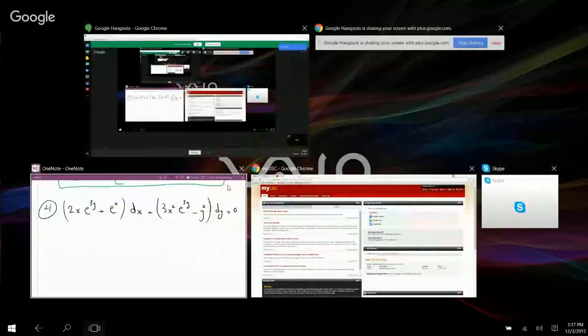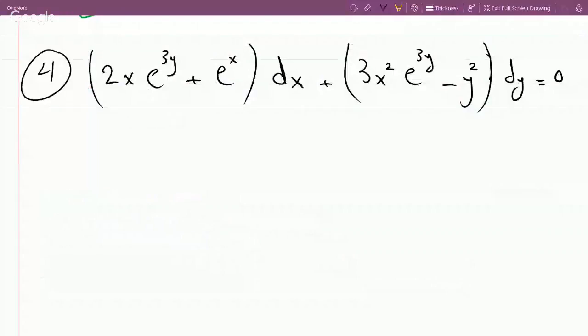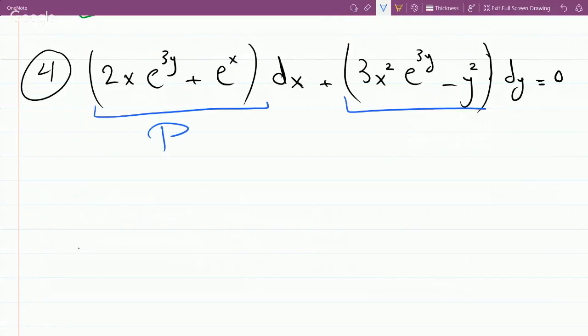Okay, so we have to solve this. So we need to check first this differential equation if it's exact. So this is our P. This is in the form of P dx. So this is our P. This is our Q. This is in the form of P dx plus Q dy equals 0.